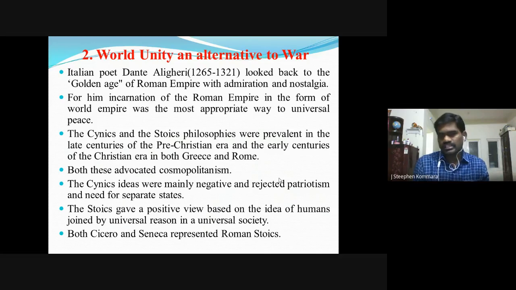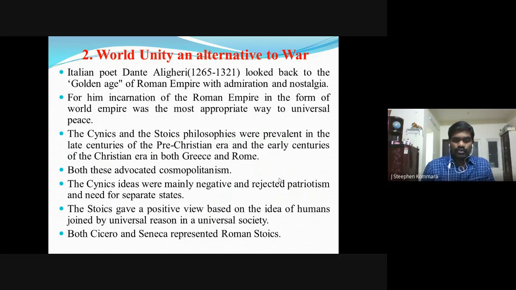And the Stoics gave a positive view based on the idea of humans joined by universal reason in a universal society. So the Athens school of philosophy, that is Stoics, it gave a positive sense, and the idea of humans joined by universal reason and a universal society. విశ్వజనీనమైనటువంటి మానవాళికి అందరూ కూడా దీనిలో భాగమై ఉన్నారు అని చెప్పడం, it reflects a positive sense.